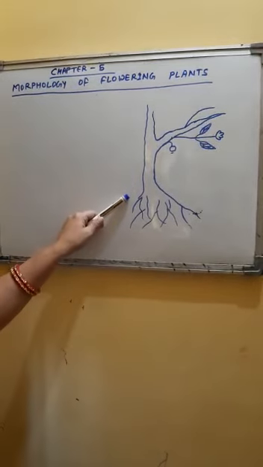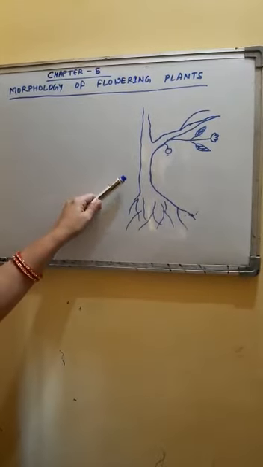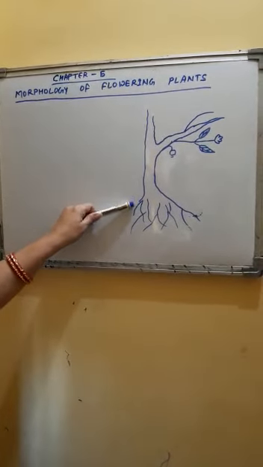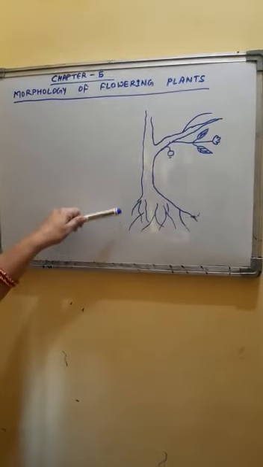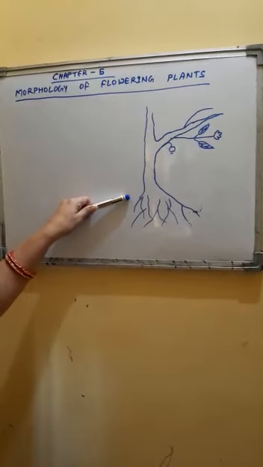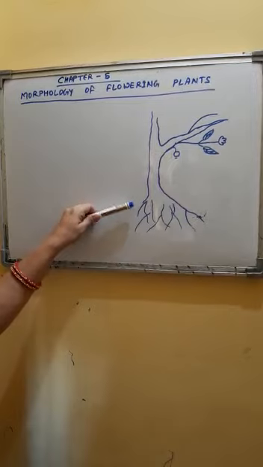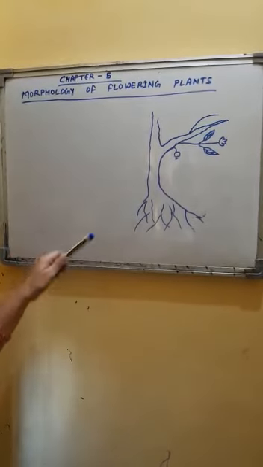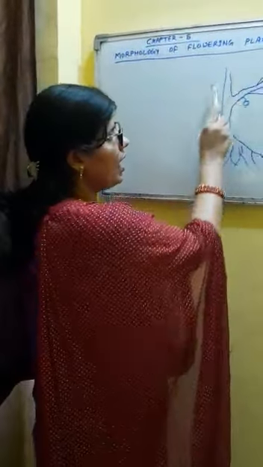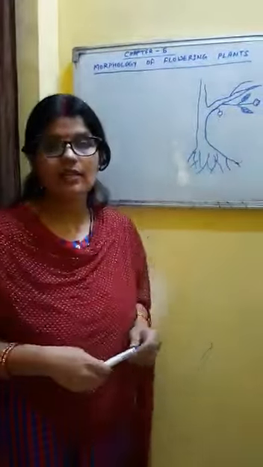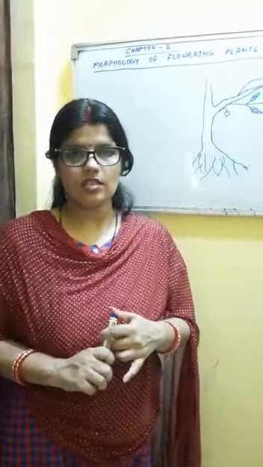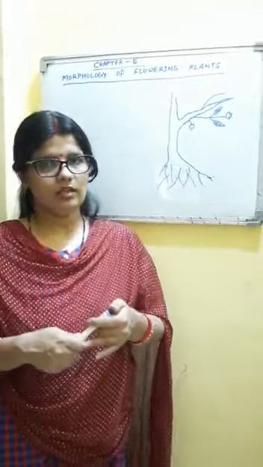Plant parts basically can be divided into vegetative parts and reproductive parts. In lower classes, you have studied differences in plant parts as root system and shoot system. Apart from that classification, we have also classified plants into vegetative parts and reproductive parts. On a broad basis, vegetative parts are the parts of the plant which have functions other than reproduction. These are the plant parts which perform various functions other than reproduction.